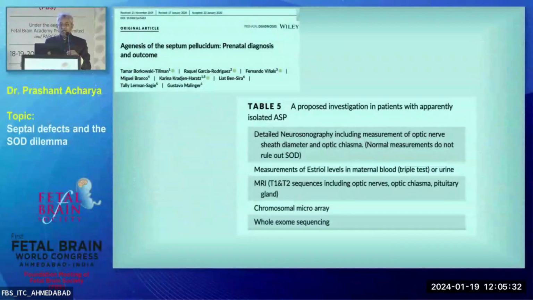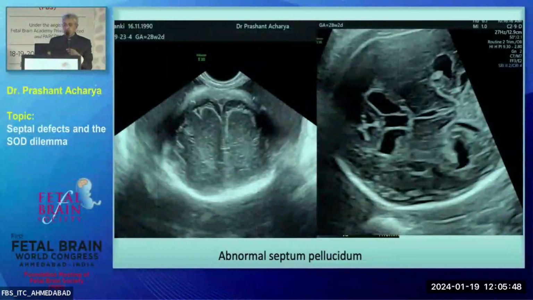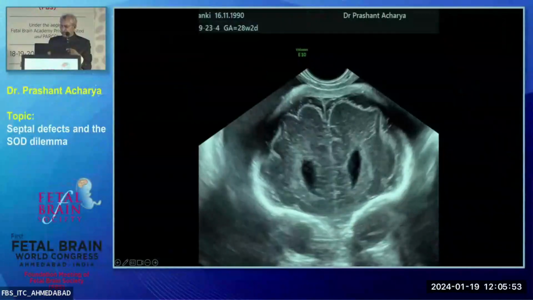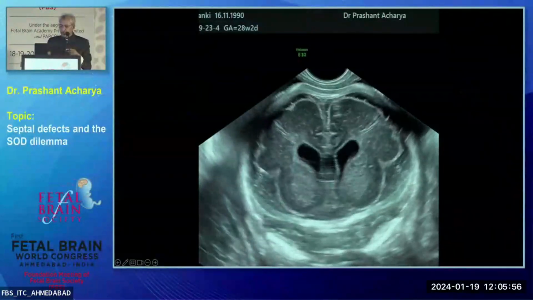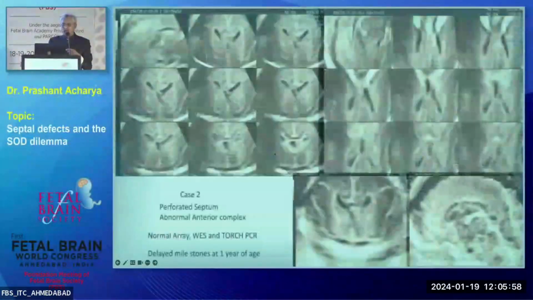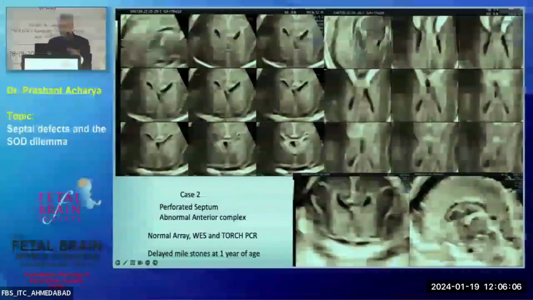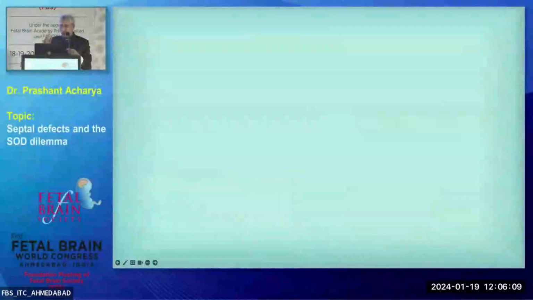And again, this is the same Gustavo paper. If you look at Table 5, he said that the neurosonography includes measurements and so on, and then measurement of estradiol level, MRI, chromosomal microarray, and whole exome sequencing. That is all you need to do. Absent septum pellucidum does not only stay there. I think we have discussed this case, so I will skip it. But for an abnormal shape of the septum pellucidum or anterior complex, please always think about other associated malformations also. Again, I'll try to save one or two minutes extra also.